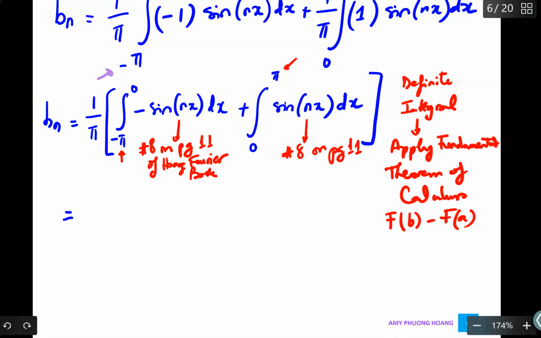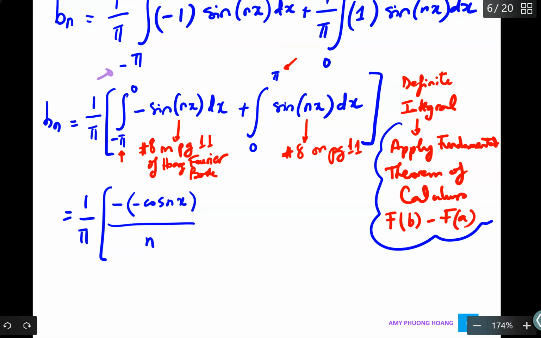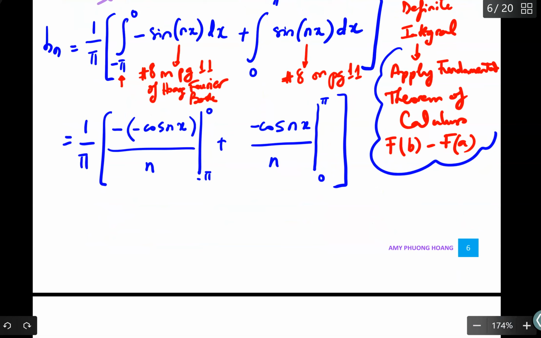Alright, so let's write that down. So it's 1 over pi. I keep the negative. The formula says that it will be negative cos of nx divided by n. Apply the fundamental theorem in this case. That means I need to write evaluate from negative pi to 0. I add that with this also turning into negative cos of nx divided by n, and I evaluate this from 0 to pi.